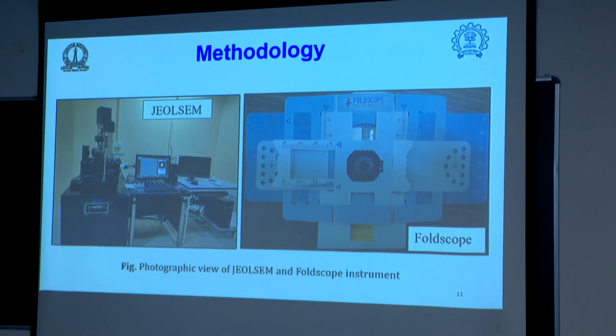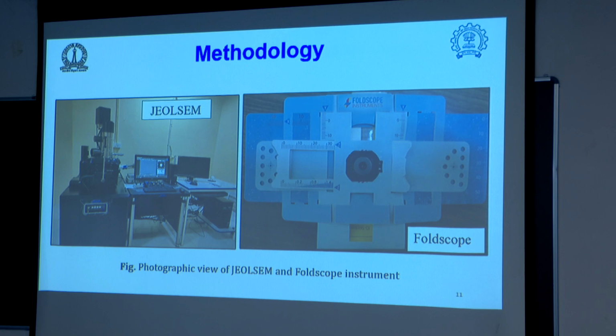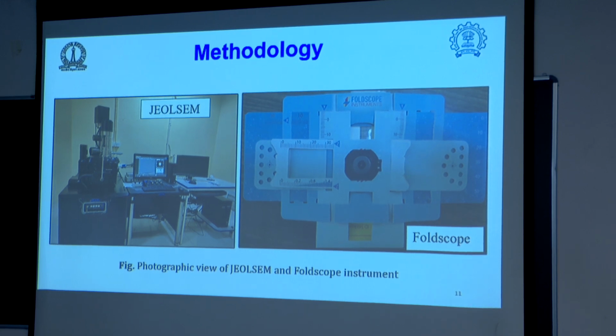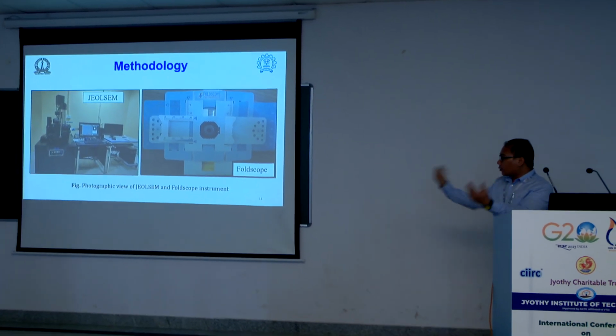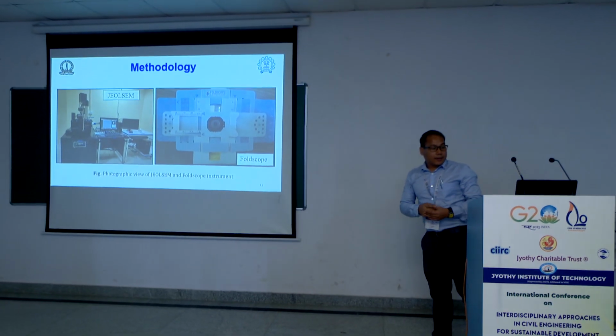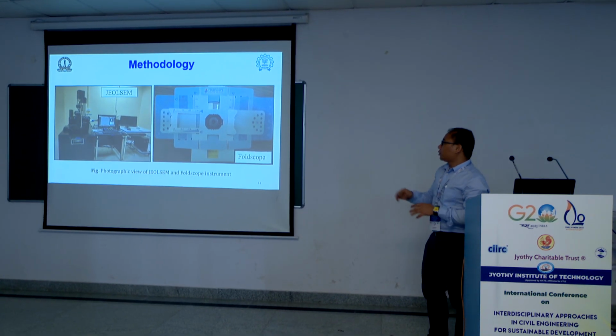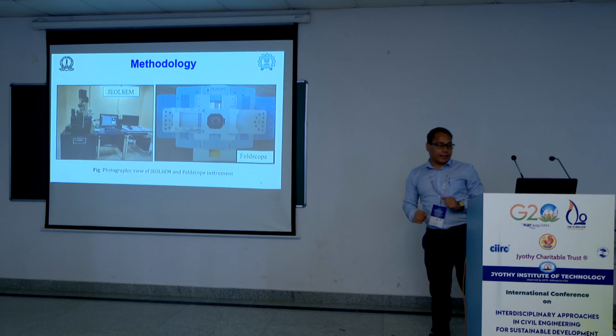So the photographic view of SEM and Foldscope is shown, left and right side. As previously mentioned, these sand particles were captured using the two instruments, GeoSEM and Foldscope. Then all the images were transferred, and digital image processing was carried out to characterize the particle shape.